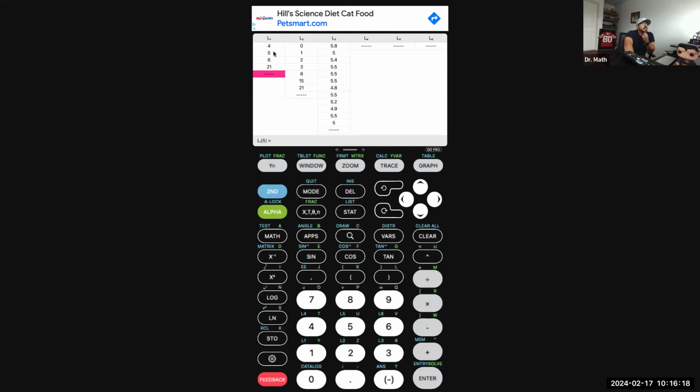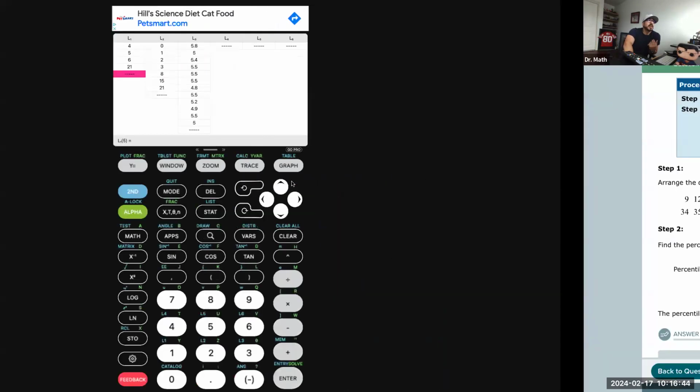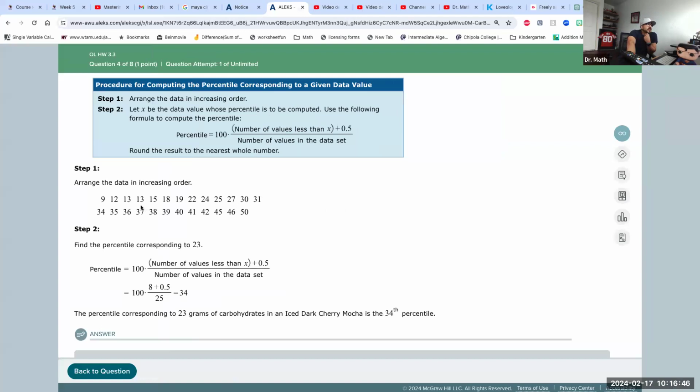So stat, edit, and then let's pretend these were our values in list one here. So if I want to put those in order, let's go home, second quit. So I'm going to hit stat, sort A, and then I just tell it what list. So I'm going to put second, L1, since this list was L1. And notice it put everything in order. So when I go back into edit here, all those numbers are in order. I know those aren't the numbers I was using, but just so you could see what is going on. All right. So this is nice. They're already in order.